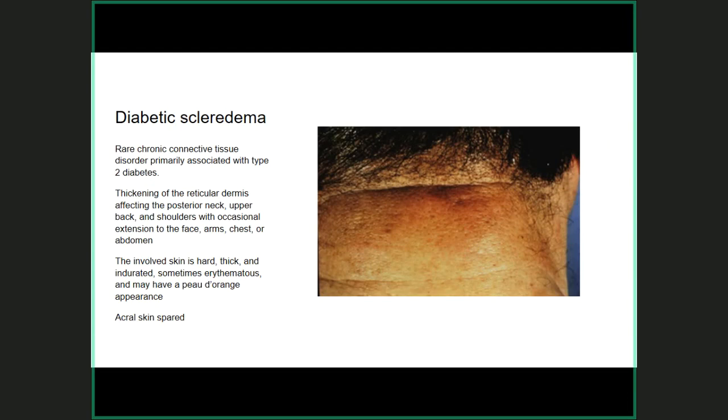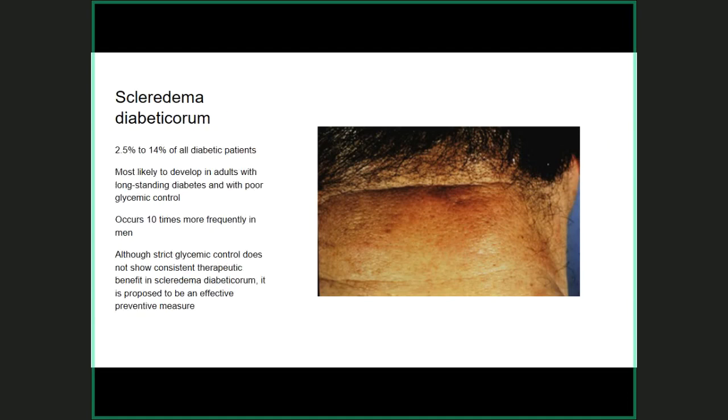more problems. Diabetic scleroderma is a rare chronic connective tissue disorder, usually seen in type 2. It's thickening of the dermis, as you can see here, usually on the posterior neck, upper back, and shoulders, with some extension to the torso and face. Usually the acral areas are spared, unlike scleroderma, which might affect your fingers. The skin is hard, thick, and indurated, and again has a peau d'orange kind of appearance.